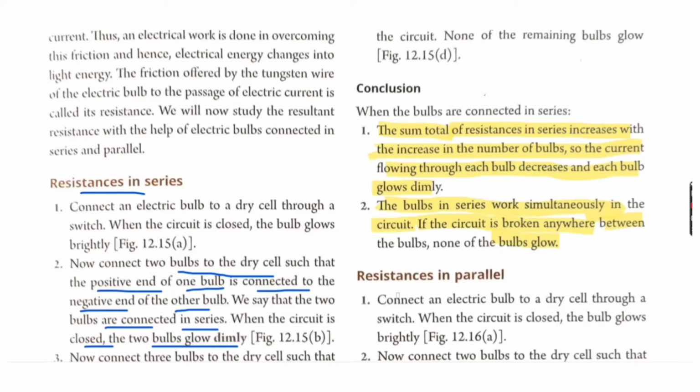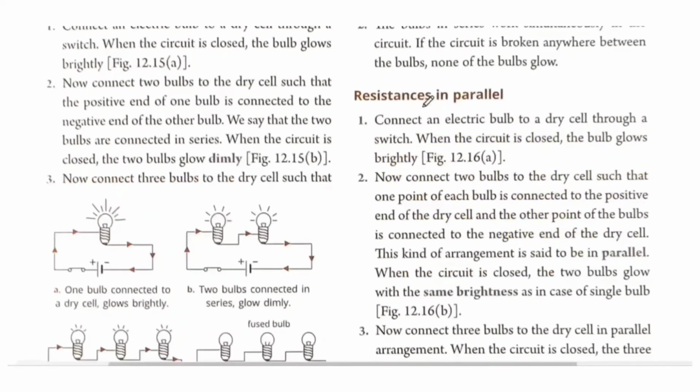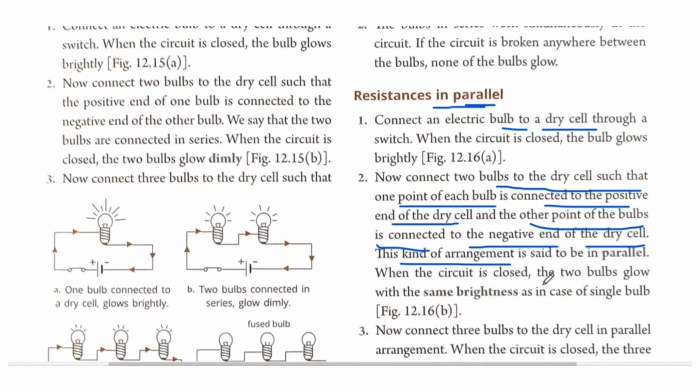Next, students, the resistances in parallel. Students, in parallel arrangement, bulbs are connected to a dry cell directly. The bulbs are connected to the dry cell such that one point of each bulb is connected to the positive end of the dry cell and the other point of the bulbs is connected to the negative end of the dry cell. This kind of arrangement is said to be in parallel, and when the circuit is closed, the two bulbs glow with the same brightness.